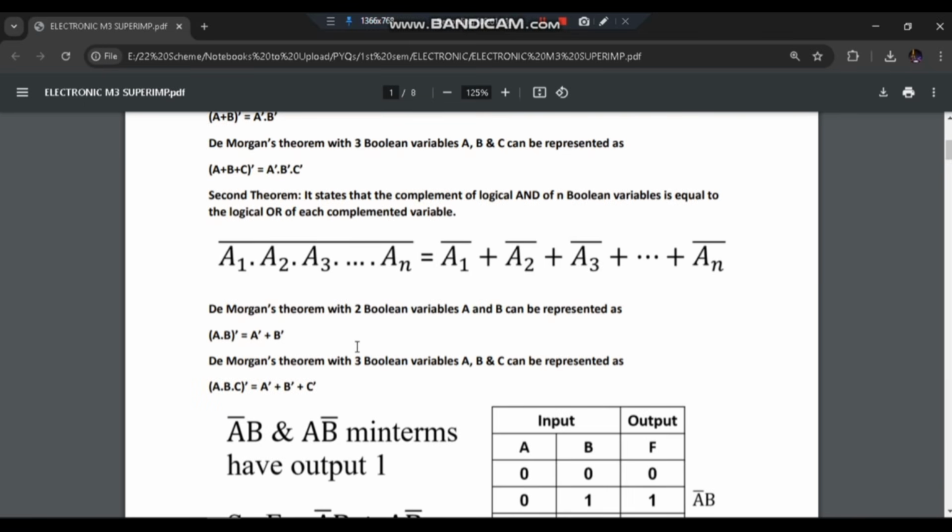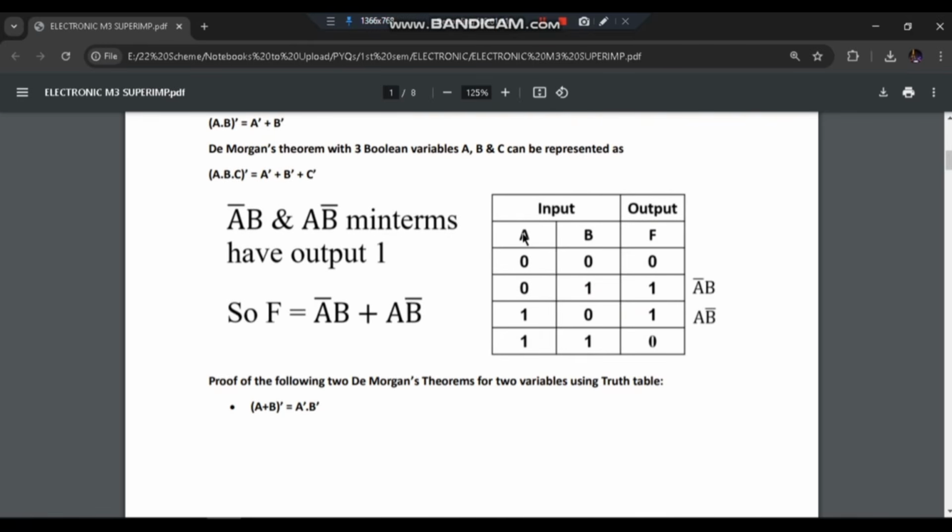Okay, so the following for this also: (a b) bar will be a bar plus b bar, and for a b c, if we take, it will be a bar plus b bar plus c bar. The input and the output form will be like this. You will be writing a b and then 0 0 1 1 0 1 0 1.